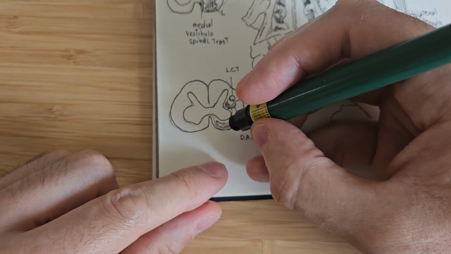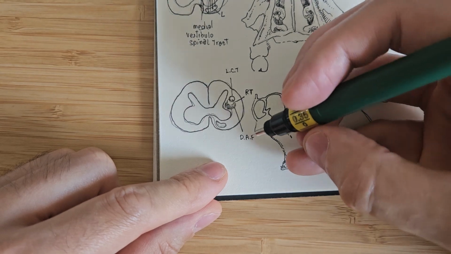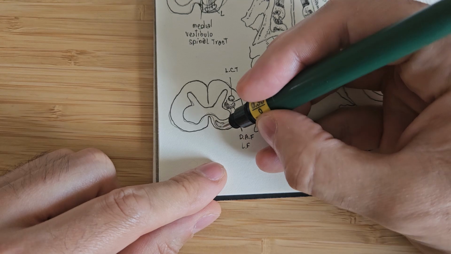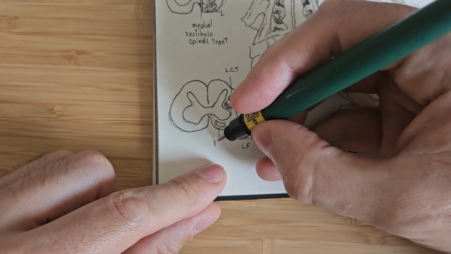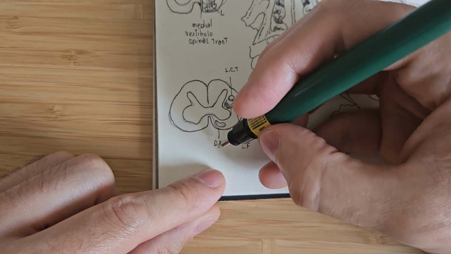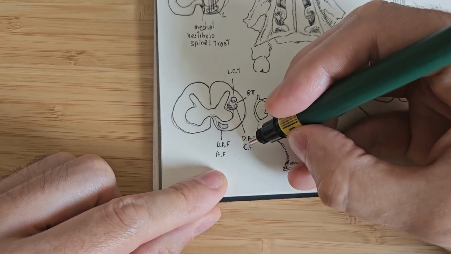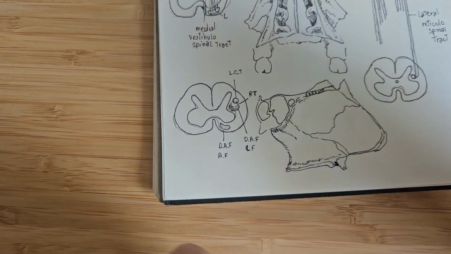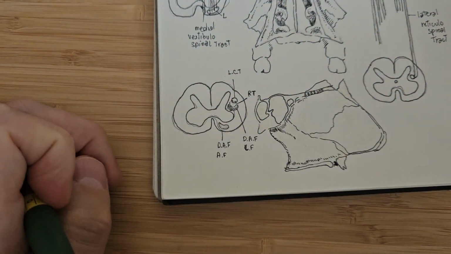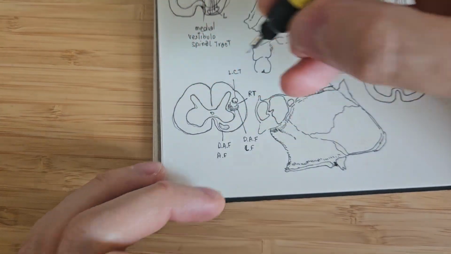And this is the descending autonomic fibers here in the lateral funiculus, and this one is descending autonomic fibers in anterior funiculus. Okay, so remember that this is part of the lateral and this one is part of the anterior. Now let me just cover this part here with me here.